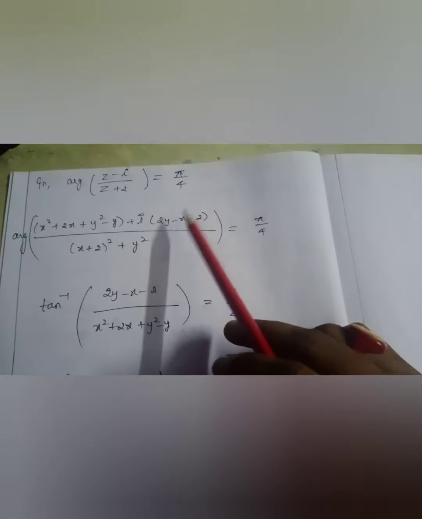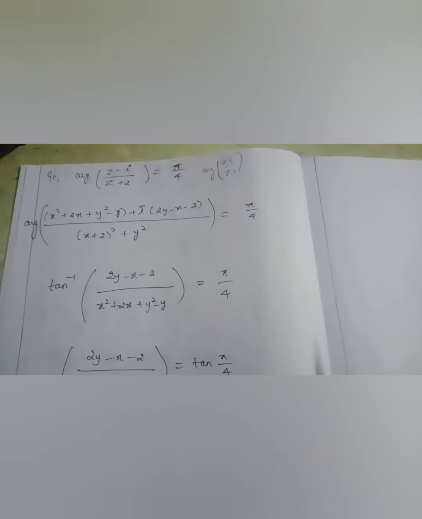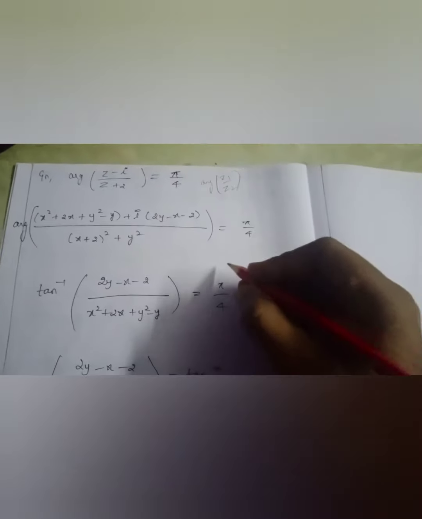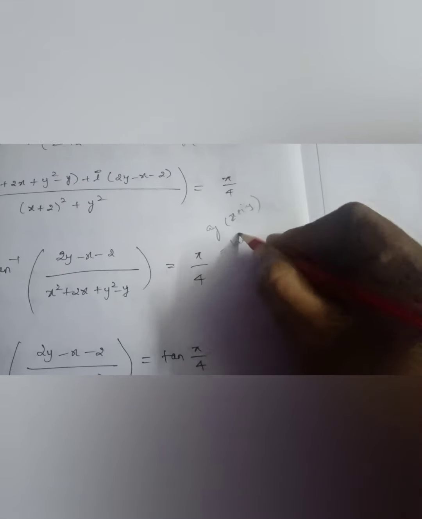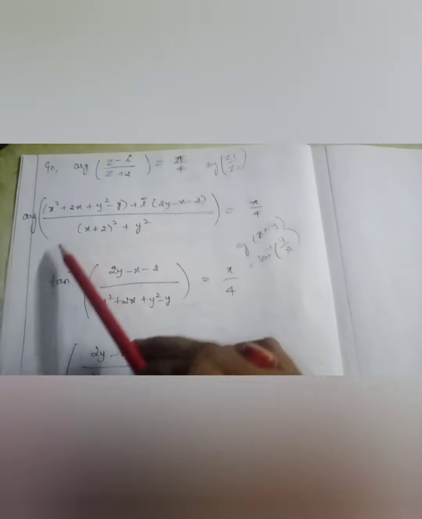Now once again see the question. It is argument of z minus i by z plus 2 is equal to pi by 4. While starting this class we also saw the properties of argument. If it is argument of z1 by z2, I told you can write it as argument of z1 minus argument of z2. That is one of the properties. Similarly, when you have argument of x plus iy, you can write that as tan inverse of y by x. This also we have used in the previous example sum. So that is what we are going to do here.